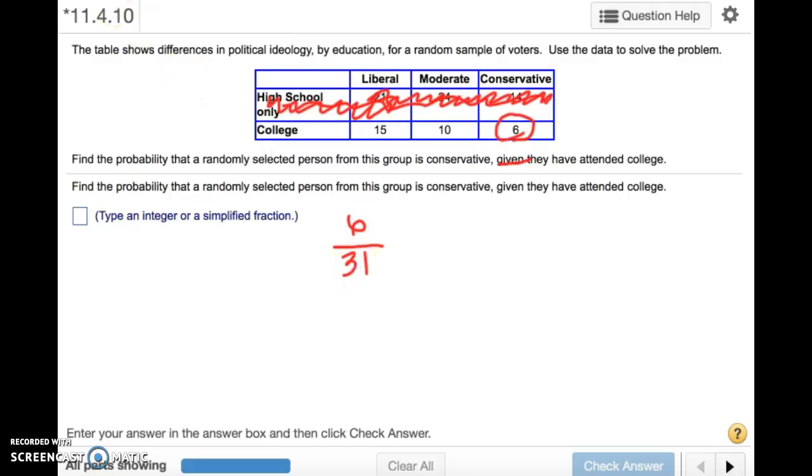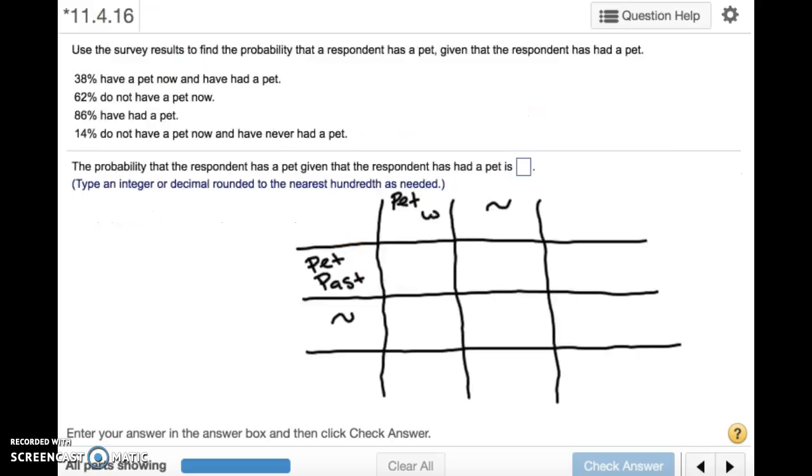All right, so this question has results from a survey, and it is very wordy, so I will caution you. It says 38% of people have a pet now and have had a pet, meaning in the past. 62% of people do not have a pet now. 86% of people have had a pet. And 14% of people do not have a pet now and have never had a pet.